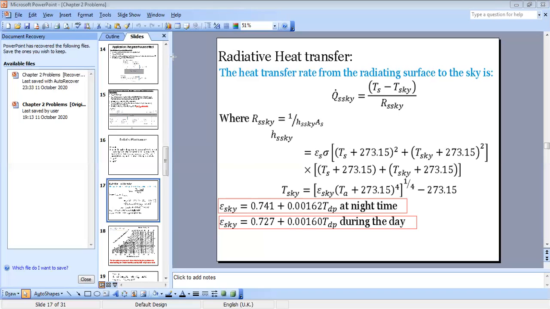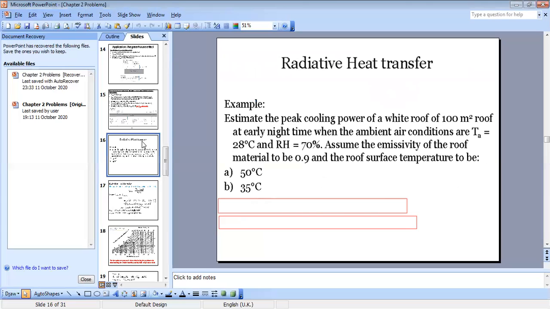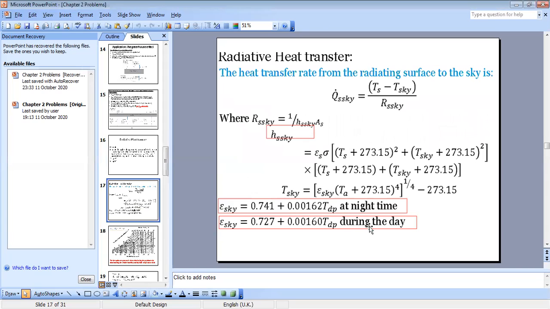If we go back to the question, they asked for nighttime. So here they just asked for the cooling power at early nighttime. So we should use the formula for epsilon night. Then if you go to this slide, you will not use epsilon during the day. You will only use the following relation, because they ask only for the power of radiation during night.